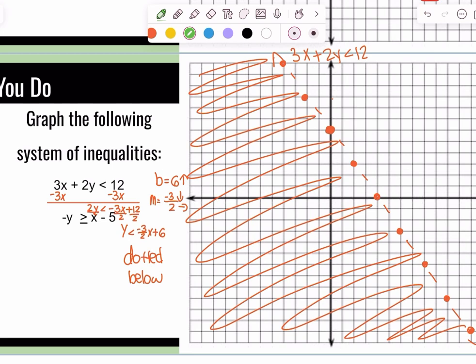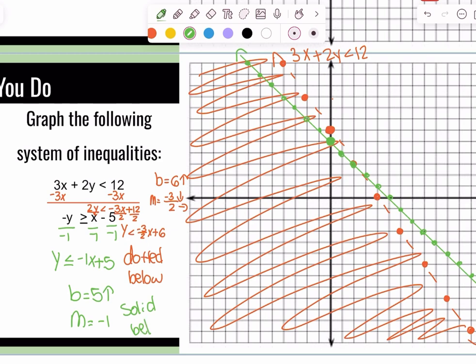We need to get rid of that negative in front of the y, so I'm going to divide by negative 1. When dividing by negative 1, I will have to flip my symbol. And that will leave me with negative 1x plus 5. This means my b is a positive 5, which means I go up 5. And then my m, my slope, is negative 1. So I go down 1, right 1, down 1, right 1. So it looks like my line is going down. And then this would be a solid line since I see the equal to part. And because of the less than symbol, I shade below.